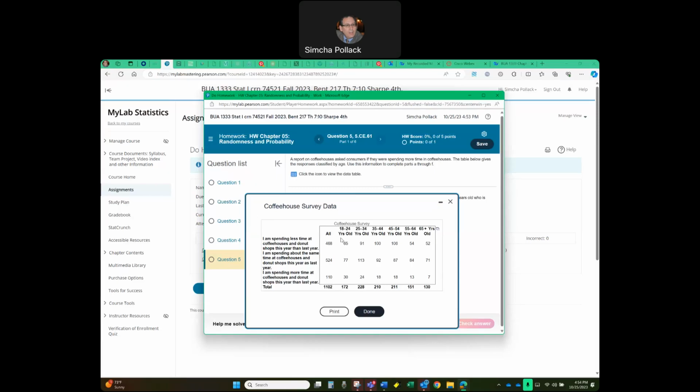Well, 65 people are 18 to 24 and also spending less time. So 65 out of the grand total number of people who were questioned altogether, which was 1102. That's how you basically solve it. Let's go to the question.